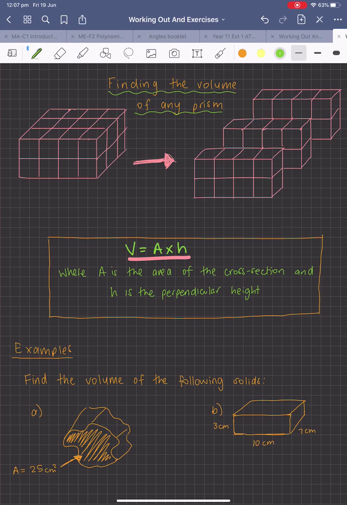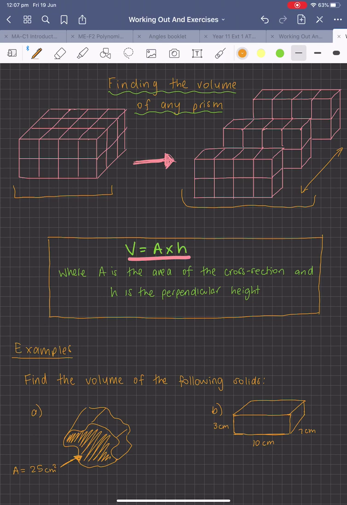Hi, Year 8. In this video, we're going to look at how to find the volume of any prism. So far, we have looked at prisms being made up of layers. So this prism here can be separated into layers. And we saw in one of the worksheets that we did that we can find the volume of the first layer, or how many cubes are in the first layer, and then multiply by how many layers there are. And we can use this principle to find the volume of any prism.